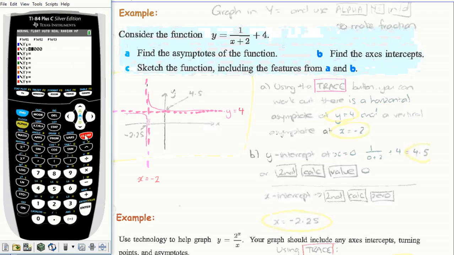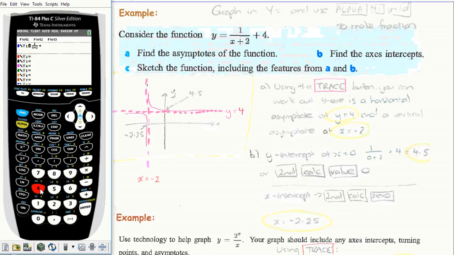Y equals, and notice, let's use our alpha y equals to make this nice fraction. So use alpha y equals, n slash d, to make the fraction. That's what that says. Alpha y equals n slash d means numerator denominator. So let's put in 1 over x plus 2, 1 over, see x is here, x plus 2, then arrow out of the fraction because the 4 shouldn't be in the fraction, plus 4.